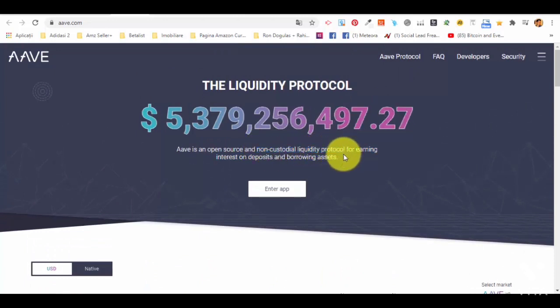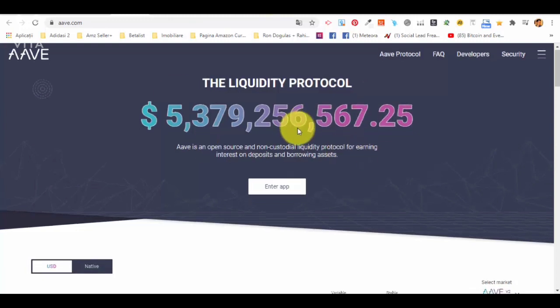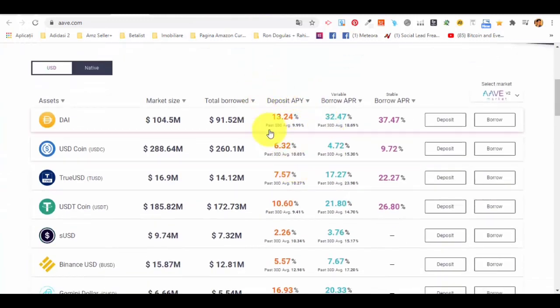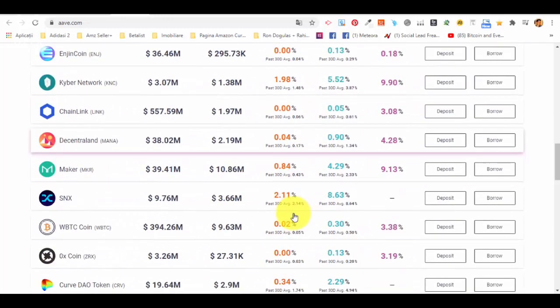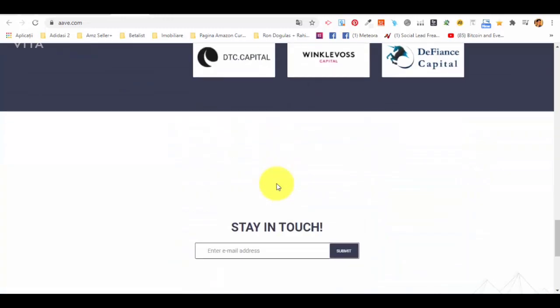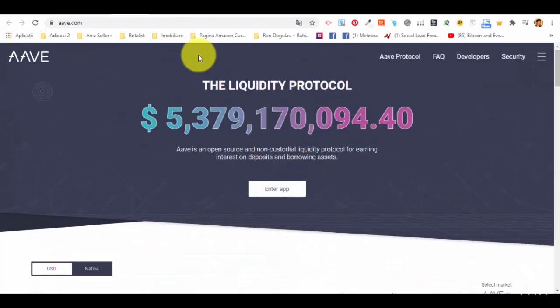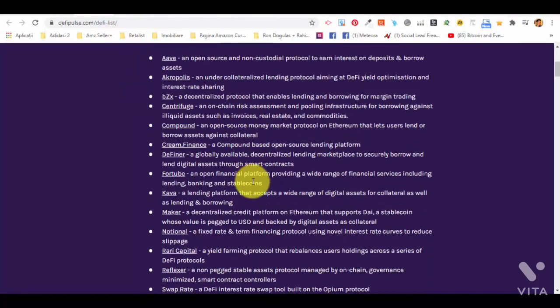What's interesting to see is that it's a non-custodial liquidity protocol. Generally people consider it to be higher risk if it's non-custodial, and the reasons are obvious why. But just have a look at Aave, and if you scroll down, you can see the potential returns you can get for different assets, tokens and coins, and they are pretty decent. We're just going to scroll down to show you how it works.